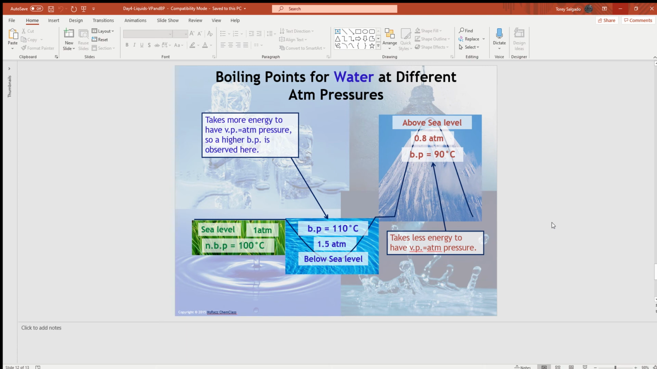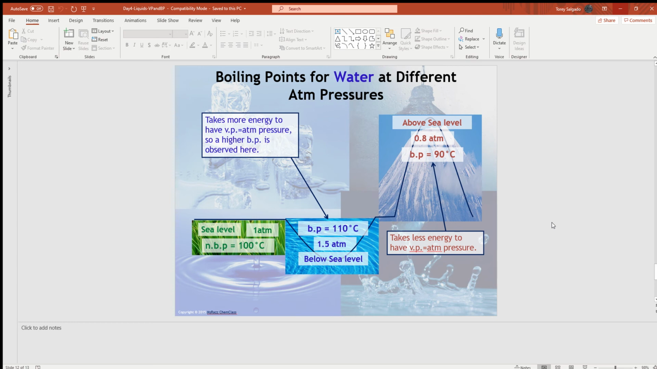Now let's travel along. Let's look at what's happening below sea level. If you are below sea level, your atmospheric pressure is going to be higher. If your pressure is higher, that means your boiling point is also much higher. So below sea level, if we have 1.5 atmospheres, our boiling point will be 110 degrees Celsius.